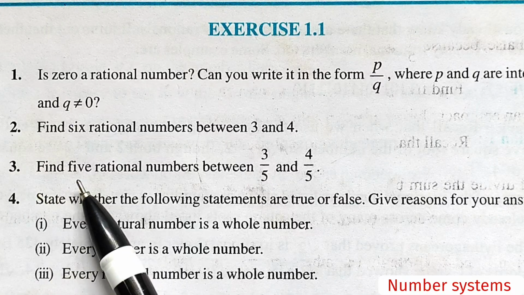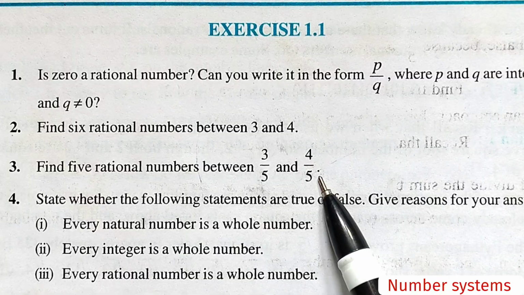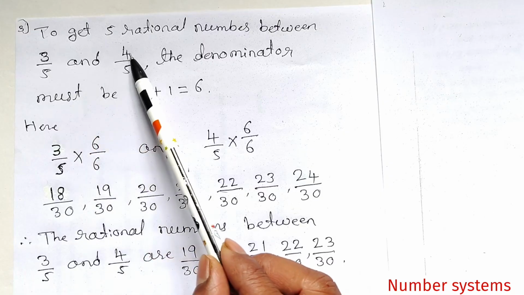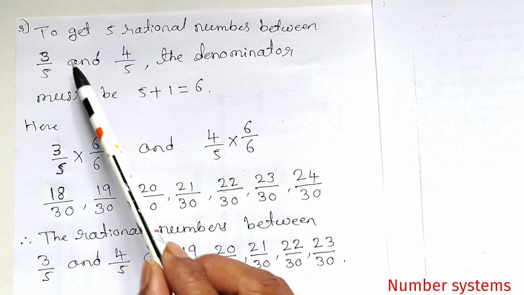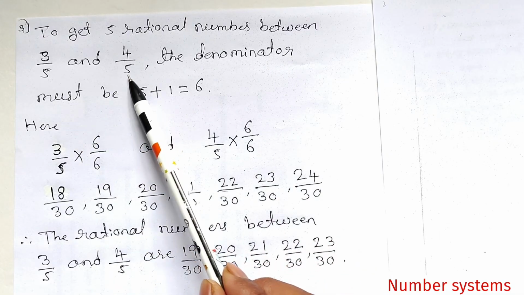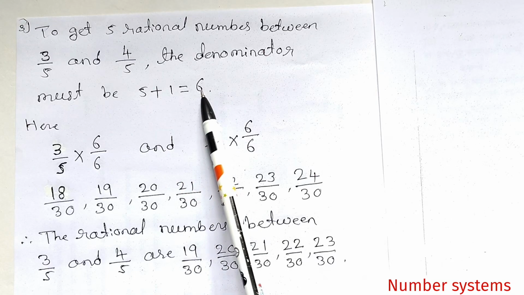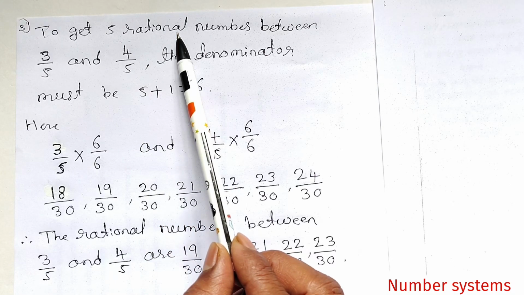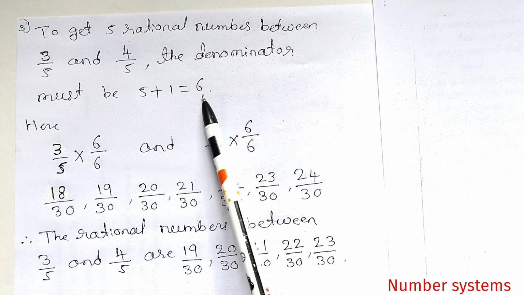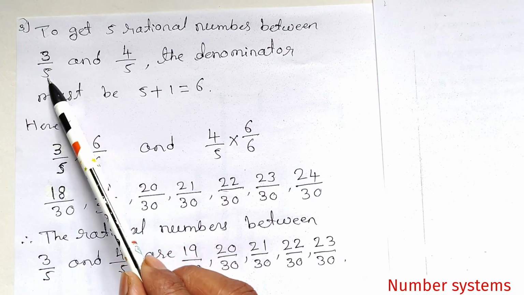Third question: find 5 rational numbers between 3 by 5 and 4 by 5. Dear students, they ask for 5 rational numbers between 3 by 5 and 4 by 5. Solution: to get 5 rational numbers between 3 by 5 and 4 by 5, the denominator must be 5 plus 1 equal to 6. They ask for 5 rational numbers, that's why I am adding 1 to 5, that is 5 plus 1 equal to 6.